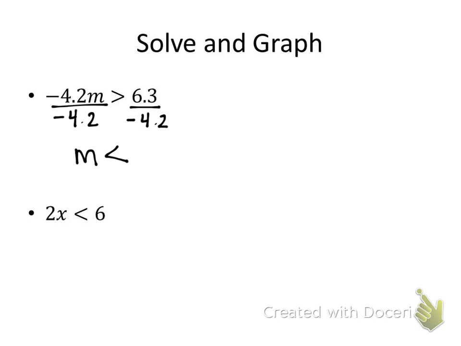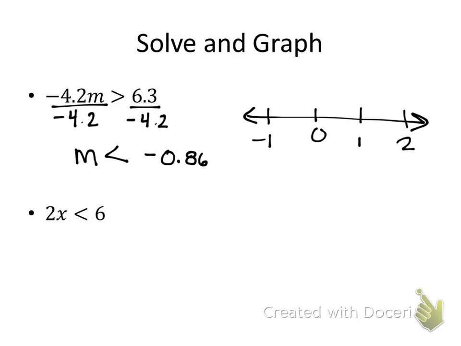Now it's 6.3 divided by -4.2. And I'm going to get -0.86. Okay, so when I graph this, I'm going to do 0, 1, 2, -1. Obviously I know there's not any spot for a -0.86. So we're just going to put it very close to the -1. We're going to leave it an open circle, and we know m is less than, so it's every number smaller than -0.86. You're just going to have to estimate there.